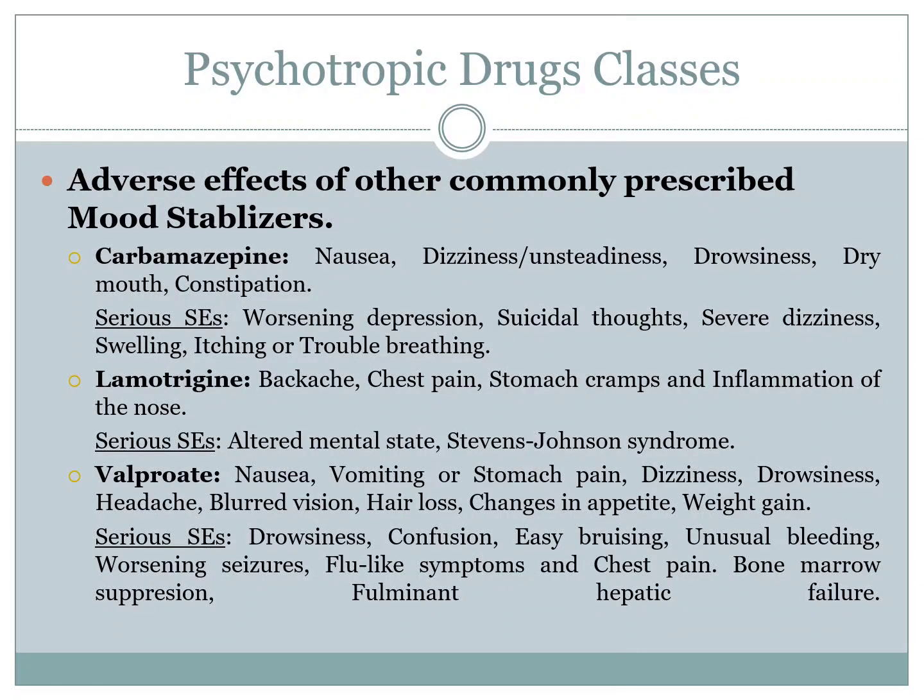Adverse effects of commonly prescribed mood stabilizers in the group of anticonvulsants: for carbamazepine, it is nausea, dizziness, drowsiness, dry mouth, constipation. Serious side effects of carbamazepine are worsening of depression, suicidal thoughts, severe dizziness, swelling, itching, or trouble breathing. For lamotrigine, these are backache, chest pain, cramps, inflammation of the nose. Serious side effects are altered mental state, Stevens-Johnson syndrome. For sodium valproate, it is nausea, vomiting, pain, dizziness, drowsiness, blurred vision, and hair loss is the symptom of concern for females and for males also. Change in appetite and weight gain. The serious ones are confusion, easy bruising, unusual bleeding, worsening of seizure, flu-like symptoms, bone marrow suppression, and fulminant hepatic failure.